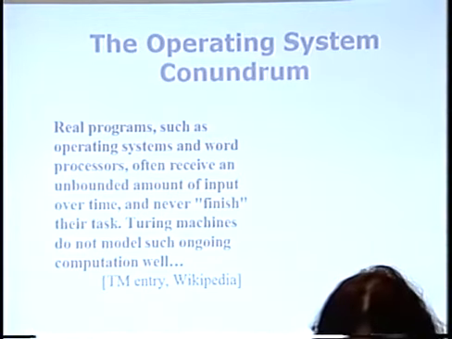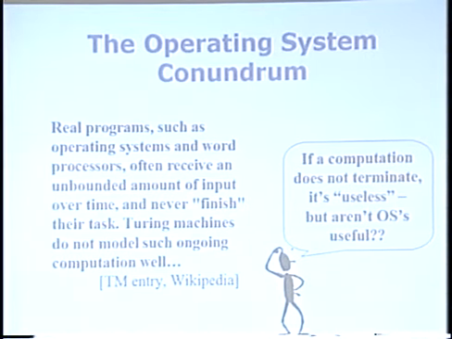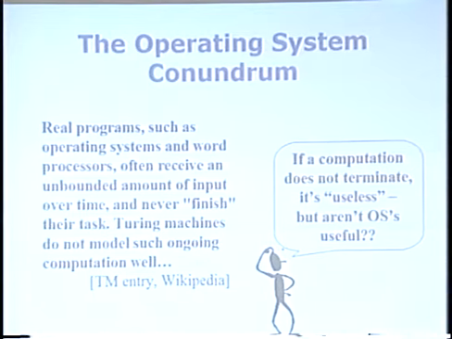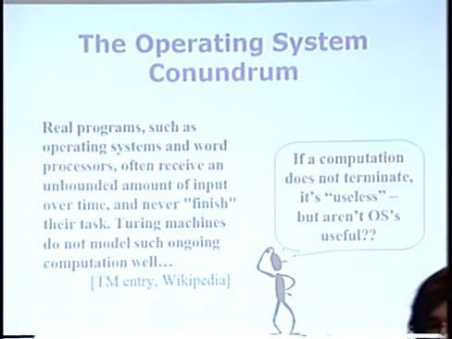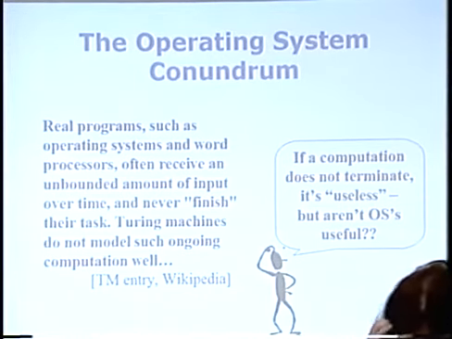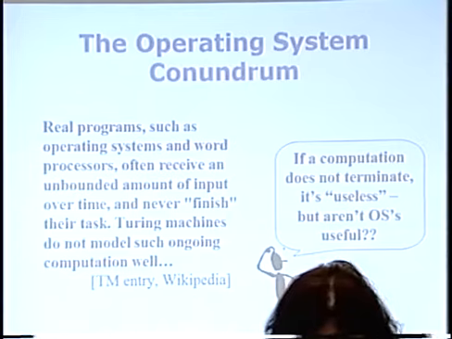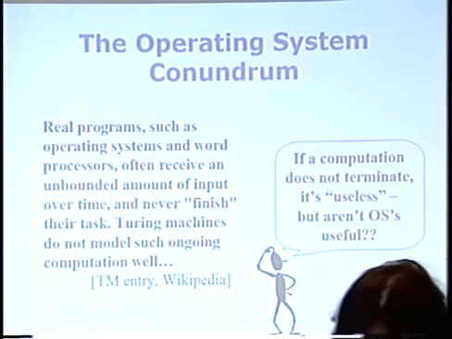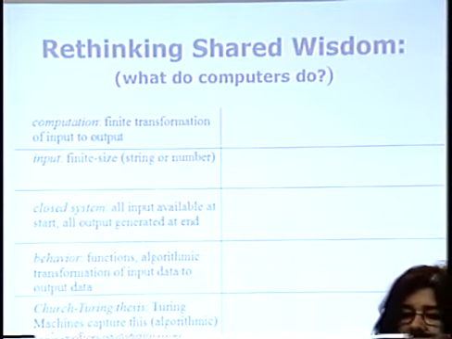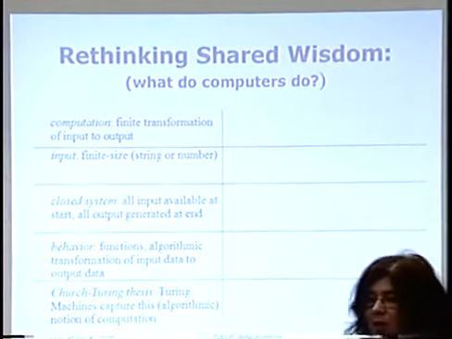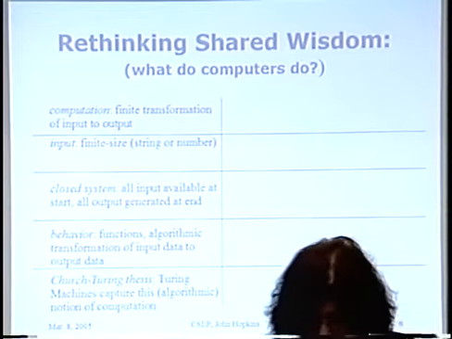So this is what I call the operating system conundrum, where somebody who studies computer science theory would say, well, if a computation doesn't terminate, the theory tells us it's useless. But aren't operating systems useful even though they don't stop computing? Okay, so this conundrum could be swept under the rug before, but at this point it's really time to rethink what computers do. Okay, so what is it that computers really do?